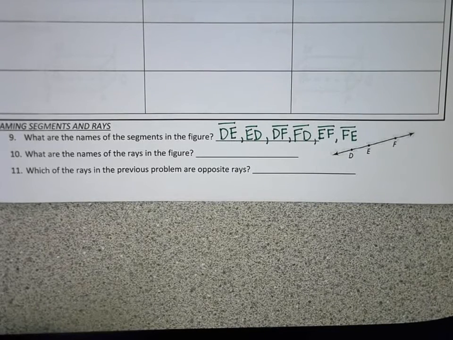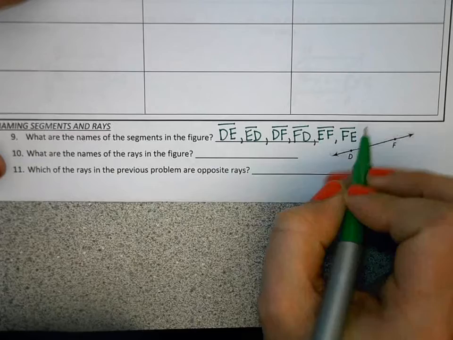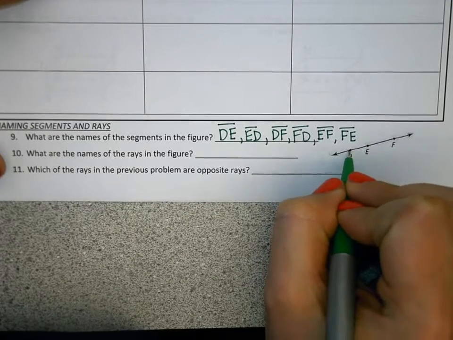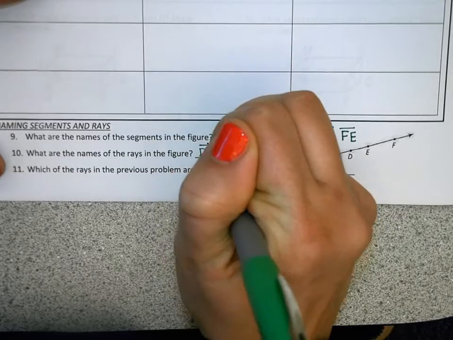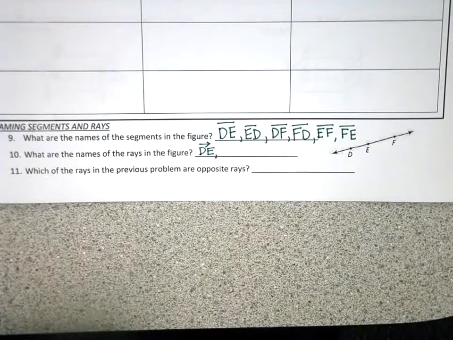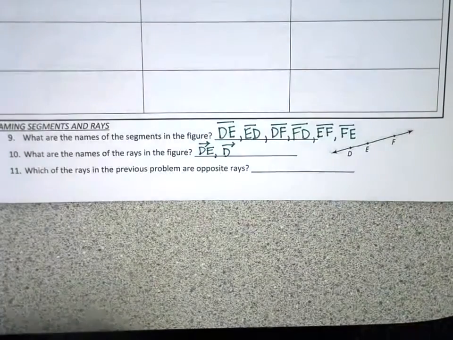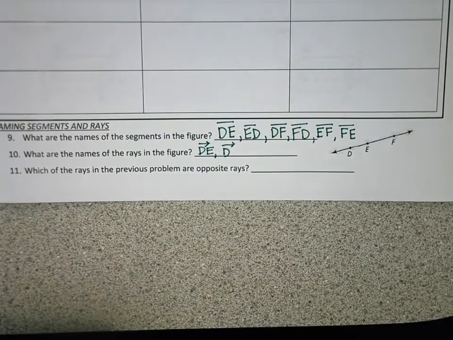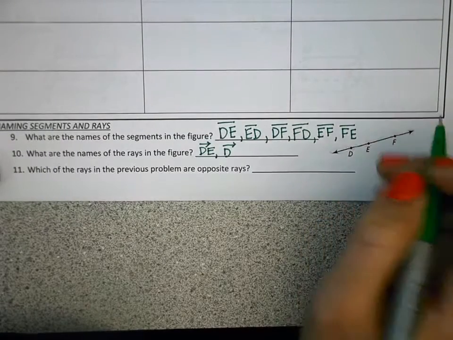So number 10 says, what are the names of the rays in the figure? There is a ray going from D to E, so from D through E, so we can call it ray DE. What's the other ray that has endpoint D? So what's the other ray that we can say with endpoint D? D what? DF, good. So ray DF.